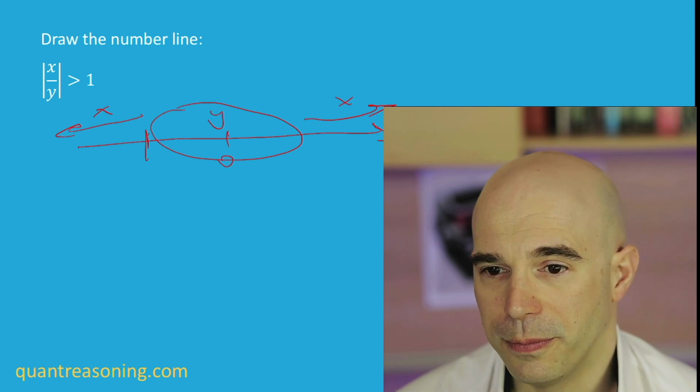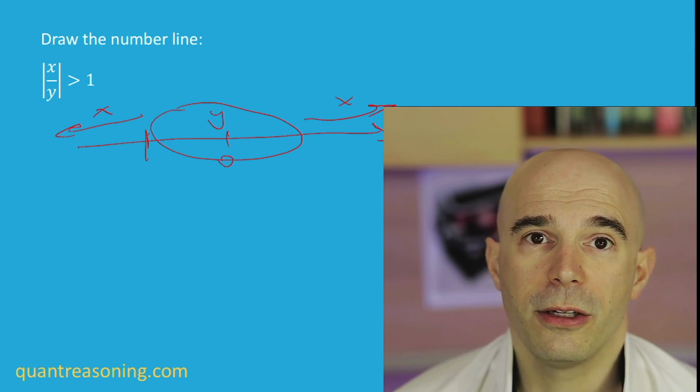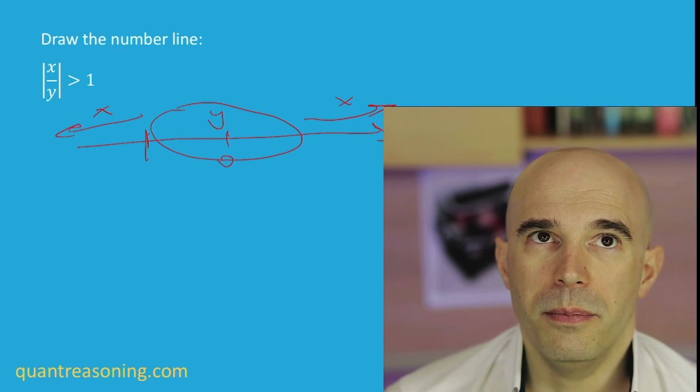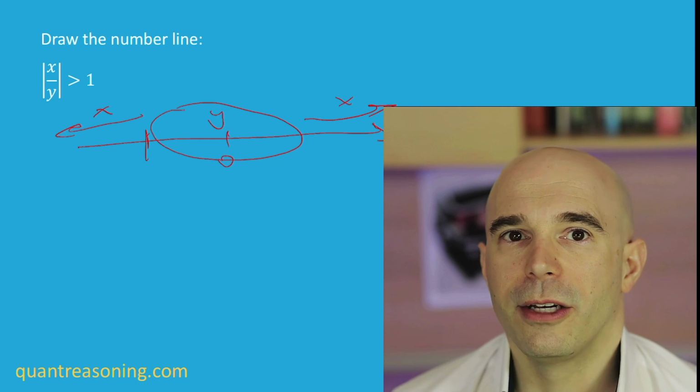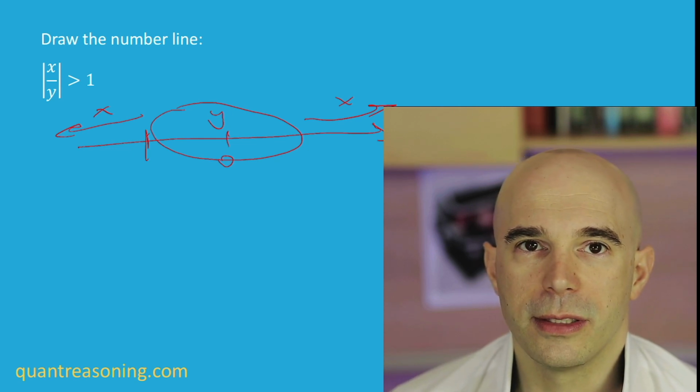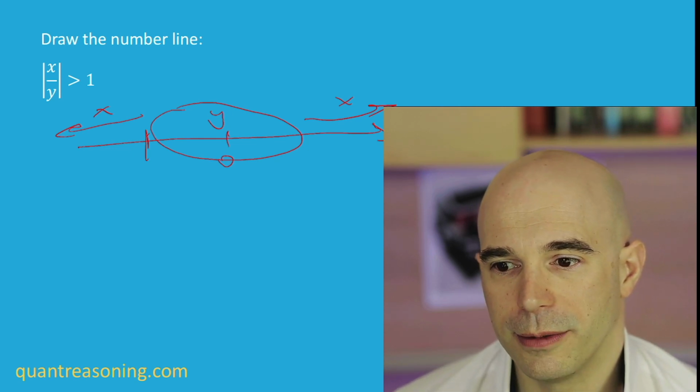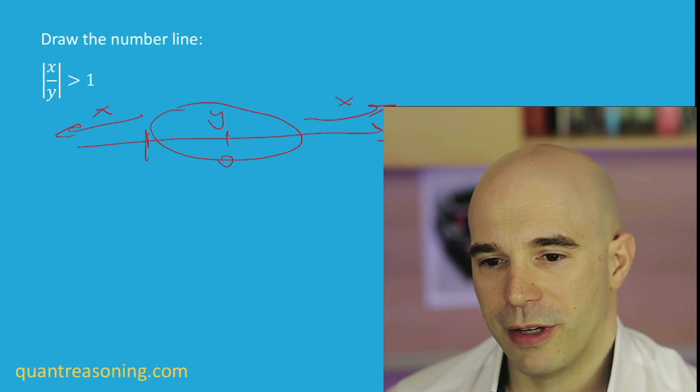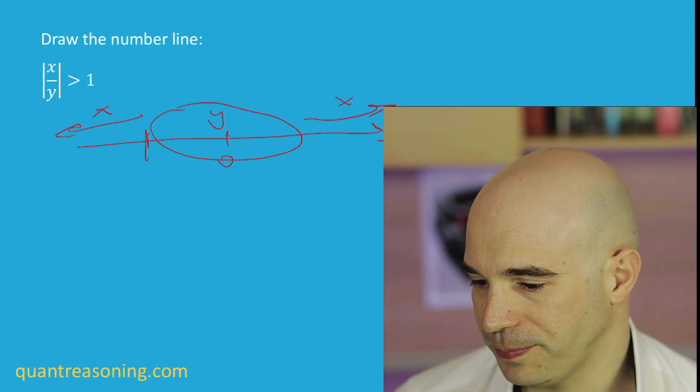The function of absolute value is to make it irrelevant which side of 0 you're on, and then the only thing that still matters is how far from 0 you are. That's really the function that an absolute value performs.